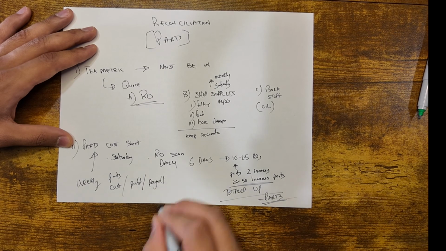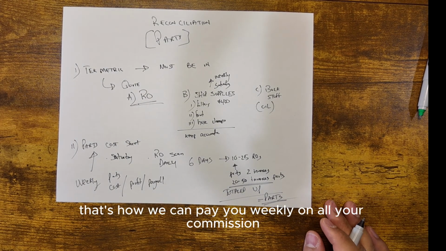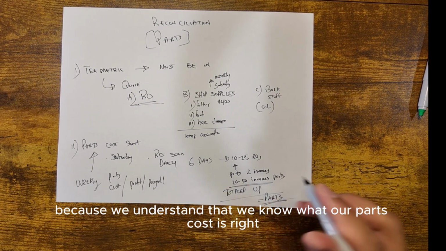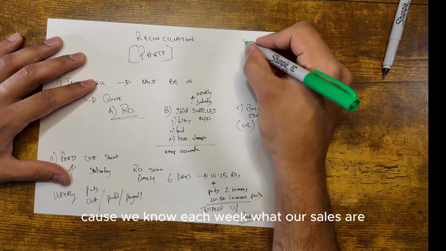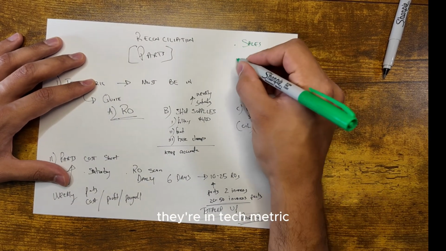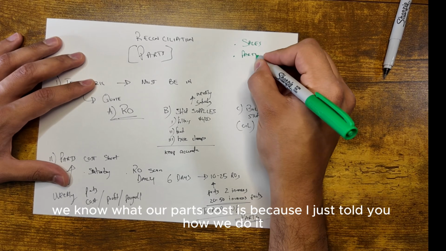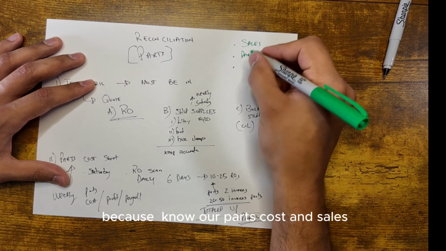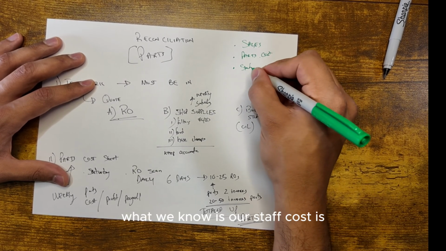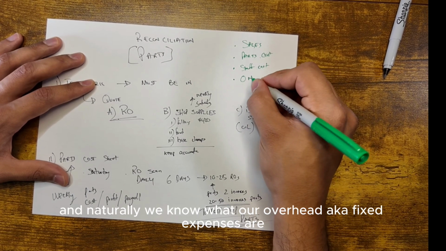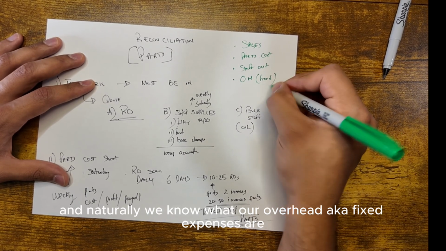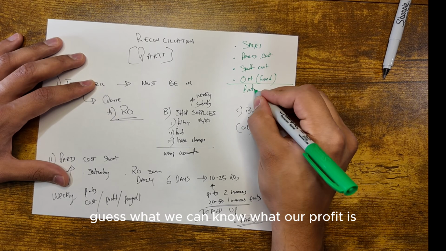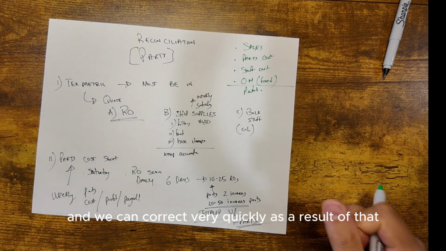And that's how we can pay you weekly on all your commission, because we know what our parts cost is, right? Because we know each week what our sales are. They're in Techmetric. We know what our parts cost is because I just told you how we do it. Because we know our parts cost and sales, we know what our staff cost is. And naturally, we know what our overhead, aka fixed expenses, are.